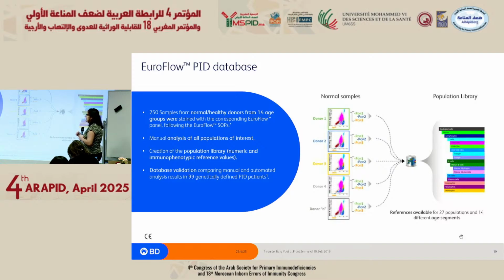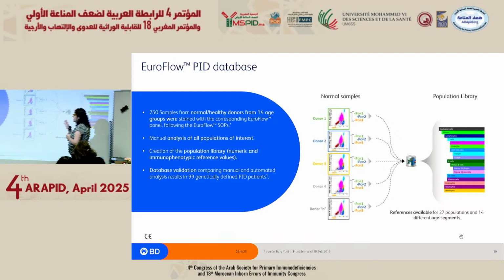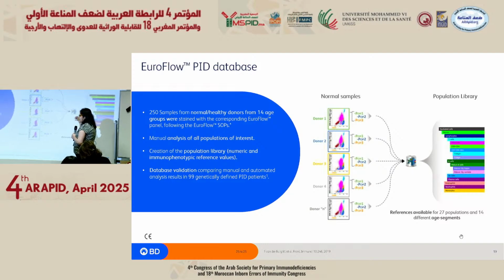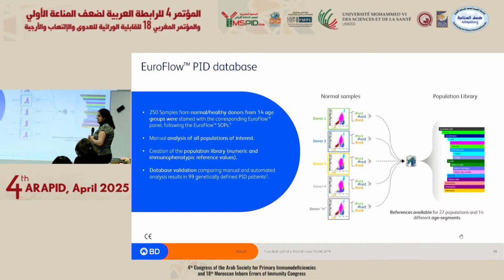They then performed the database validation, comparing the manual gating that they were doing following the table that we showed before with automatic analysis. As you know, everything is going AI now, everything is automatic now, so they validated this with 99 genetically defined PID.